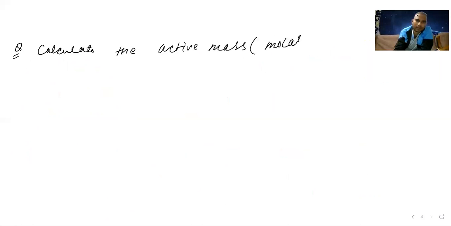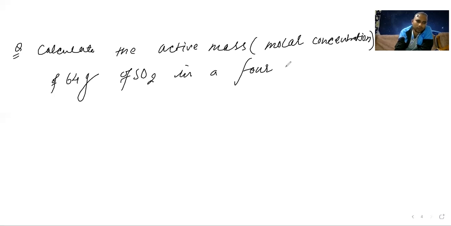Problem number 2. So here what is the problem? They are saying calculate the active mass, in brackets molar concentration, of 64 gram of SO2 in a 4 liter flask.